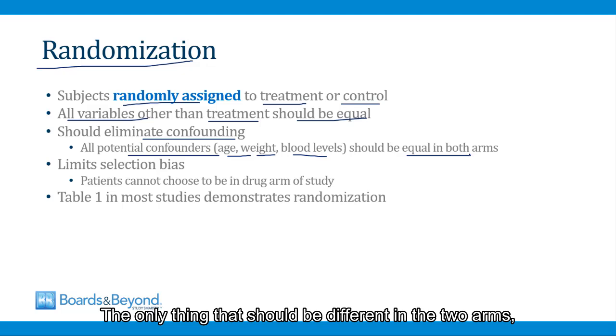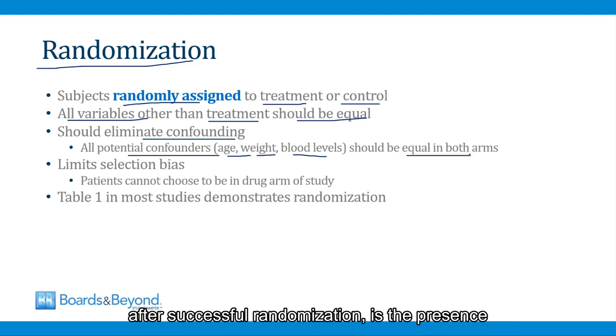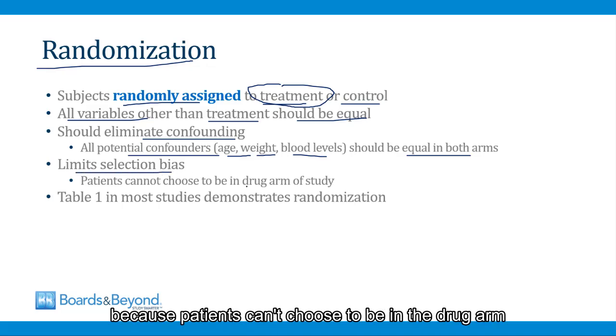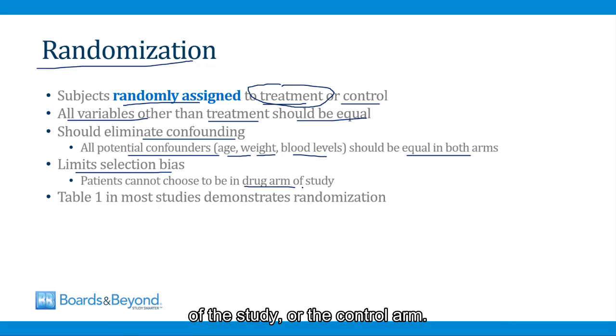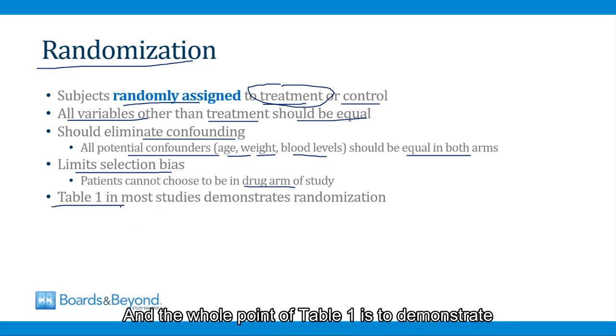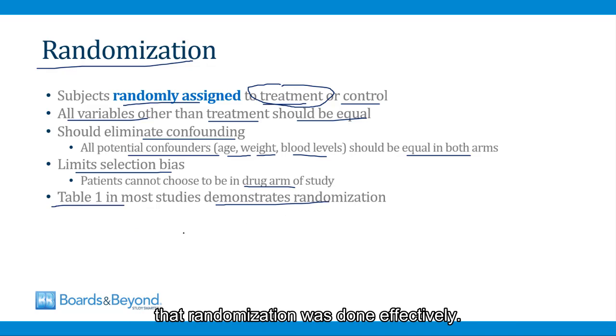The only thing that should be different in the two arms after successful randomization is the presence or absence of the treatment. This not only limits confounders, it also limits selection bias because patients can't choose to be in the drug arm of the study or the control arm. And in most clinical studies, they have what's known as Table 1. And the whole point of Table 1 is to demonstrate that randomization was done effectively.